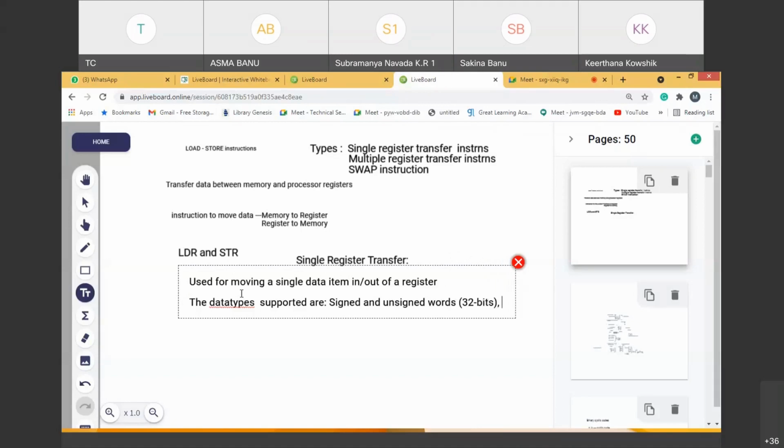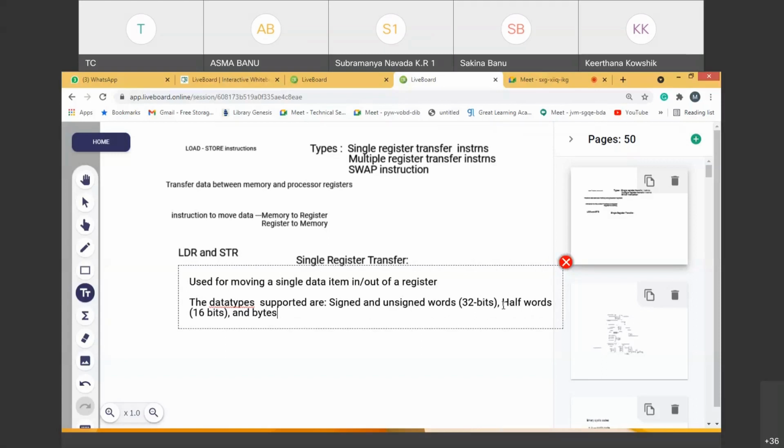So the data types supported by these single register transfer instructions, which are nothing but load and store instructions, are signed and unsigned words, and then there are half words. Half words means 16 bits. And I can even have bytes. Bytes means 8 bits. So 8 bits, 16 bits, and 32 bits are supported by this type of instruction.